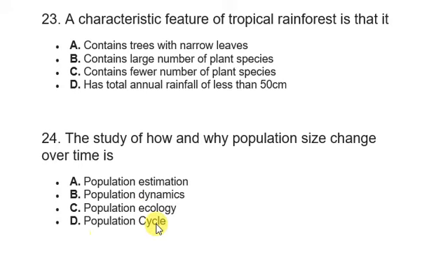Population cycle has to do with the increase and decrease of population size. So let's go over it again. Population estimation has to do with population calculation. Population dynamics has to do with the study of how and why population size changes over time. Population ecology has to do with the factors that affect these changes. Population cycle has to do with the increase and the decrease in the population size. So the correct answer here is population dynamics, option B.